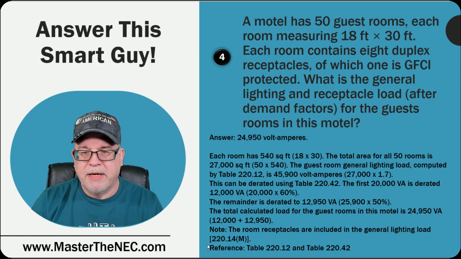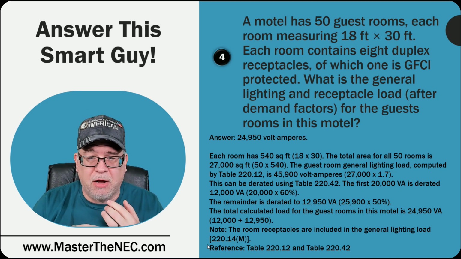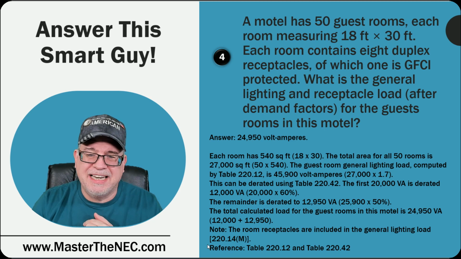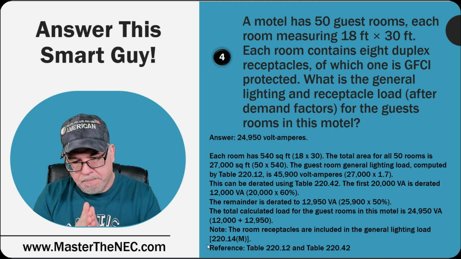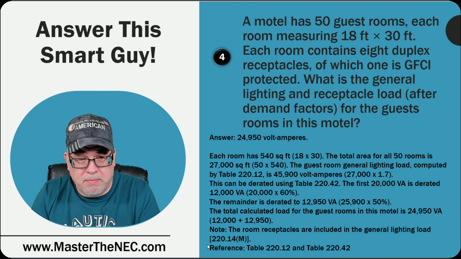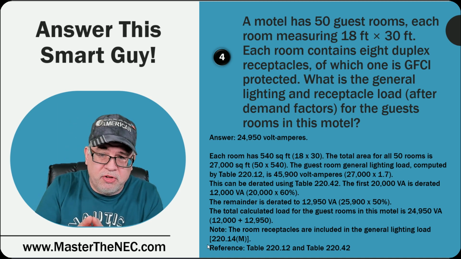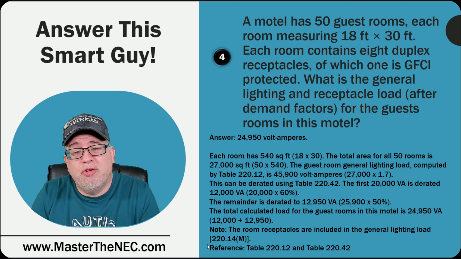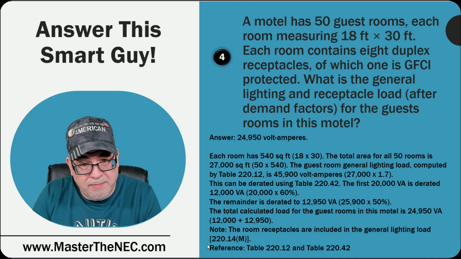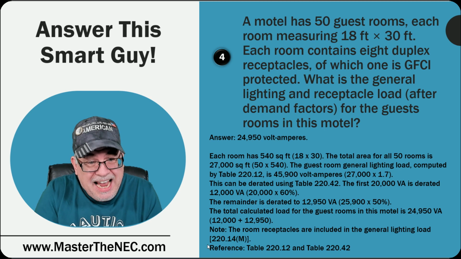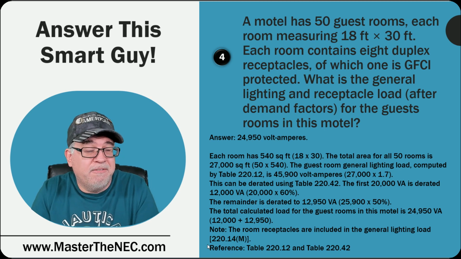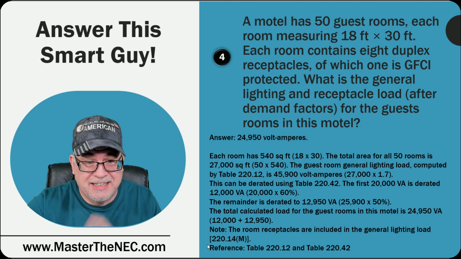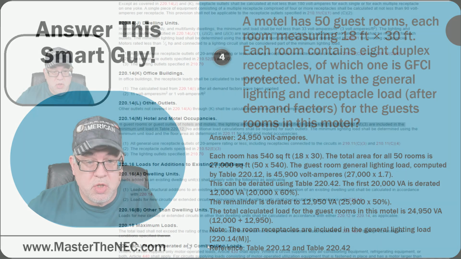All right, so we took it and that's how we got that 27,000 times 1.7, and that's how we got this 45,900 VA. Now, once we have this value, we read in the question that we can apply some demand factors to that, and we can. We can apply 220.42 to this because 220.42 has hotels and motels figured into the table. So let's go to the NEC and let's look at that table, 220.42.